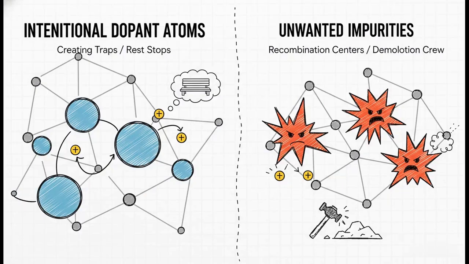And here's the really crucial part. We can control this. The dopant atoms that we intentionally add to the silicon to build transistors, they usually act as traps, as those rest stops. But other impurities, the ones we really don't want in there, like an atom of gold or copper, oh, they are incredibly effective recombination centers. They're basically the demolition crew of the microchip world.